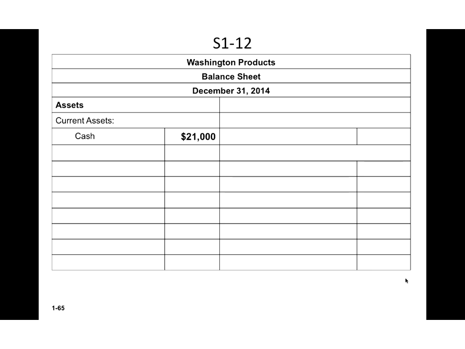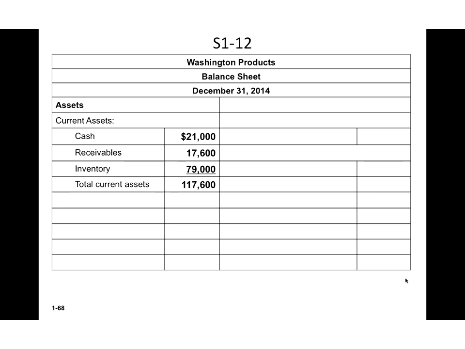So current assets: cash, $21,000. These are all given. Receivables, $17,600. Inventory. Those three numbers are our current assets. That's everything that's going to turn into cash or already cash within the next year. Notice I've drawn a single underline. Now I'm going to subtotal that, and I have total current assets.